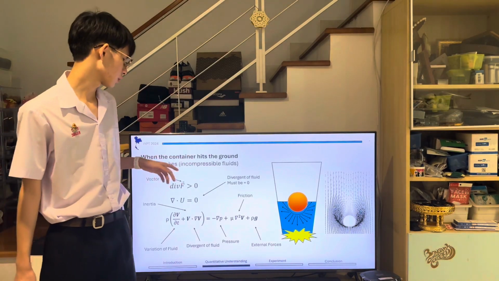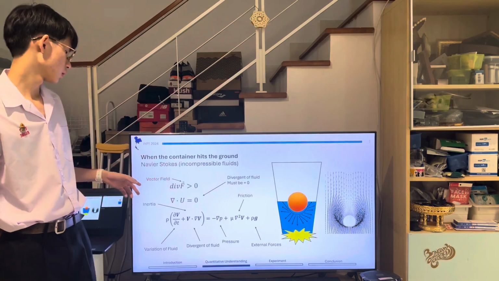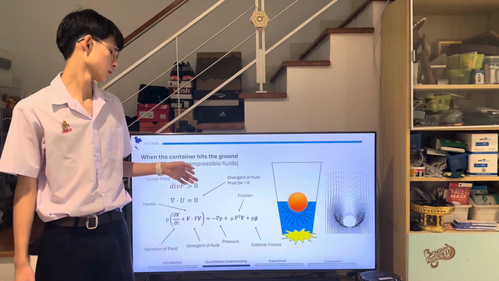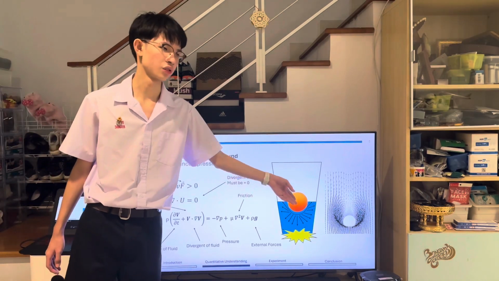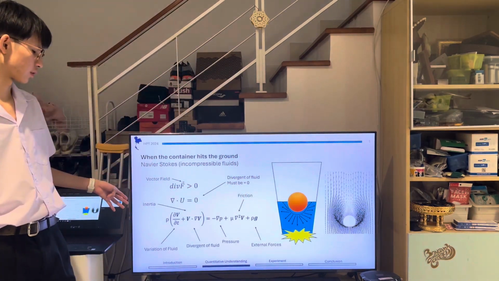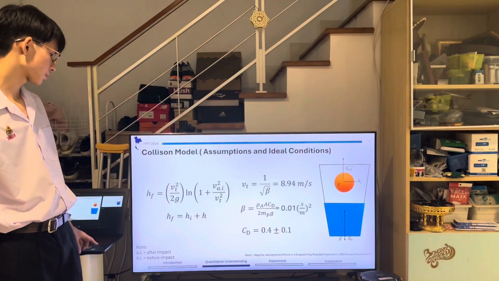When the container hits the ground, we can explain using Navier-Stokes, where the vector field is not equal to 0 and the divergence of the fluid must be 0. We can find the forces like here using this equation to explain it.